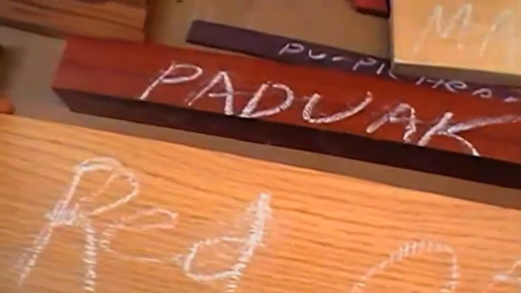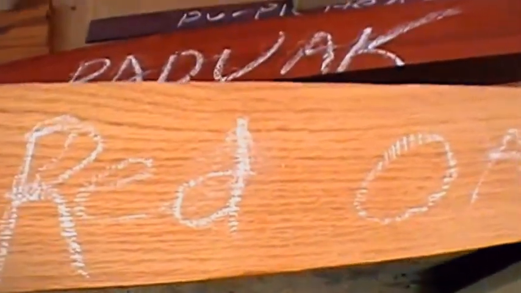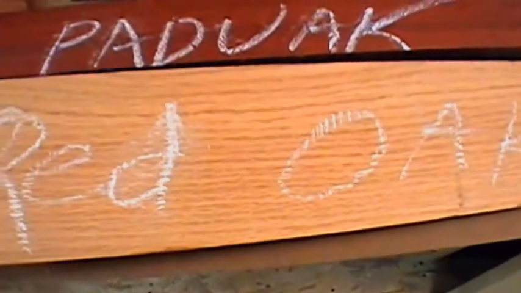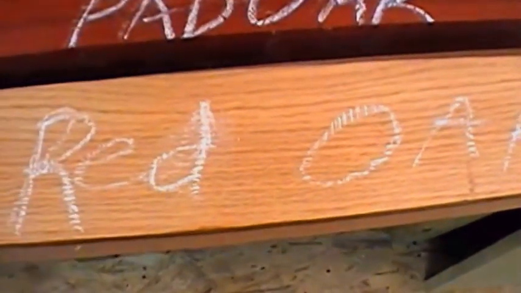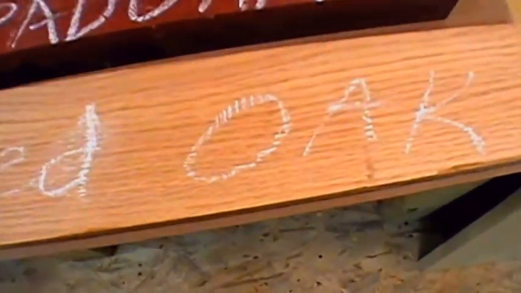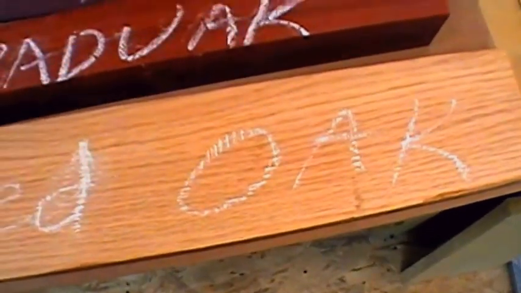We got red oak here. I got white oak buried in there somewhere, but this is red oak. This is what it looks like. A lot of wood flooring and stuff, and even cabinets. Red oak is a very common building material as well.